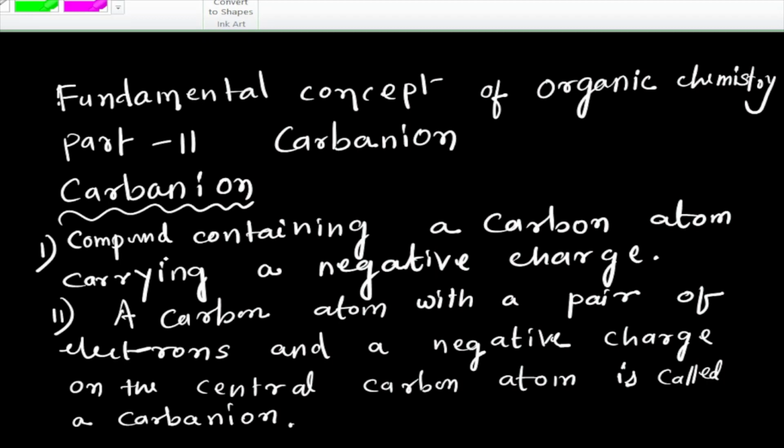Now see, a carbanion is an organic compound containing a carbon atom carrying a negative charge. If you see in an organic compound the carbon carrying a negative charge, you can say that carbon is a carbanion. A carbon atom with a pair of electrons, that means a negative charge and also a pair of electrons present on the central carbon. The central carbon atom is called a carbanion. So if you want to explain properly, you say carbon with a pair of electrons, represented with a negative charge on the central carbon atom in a compound. That is called a carbanion.